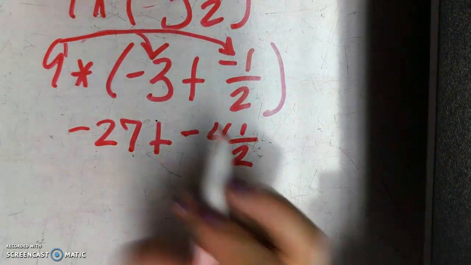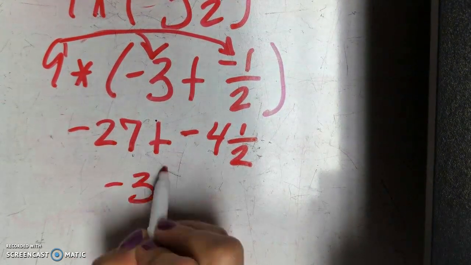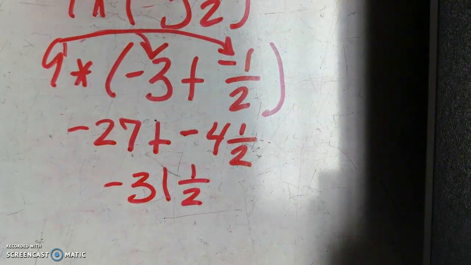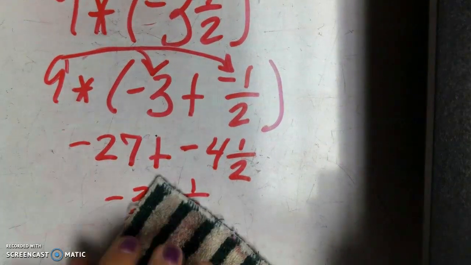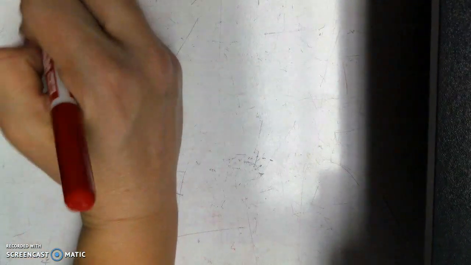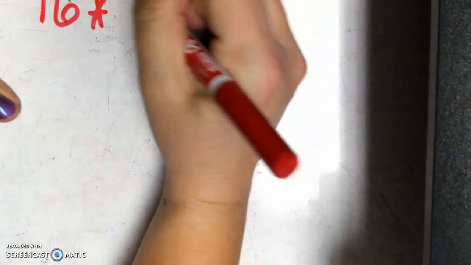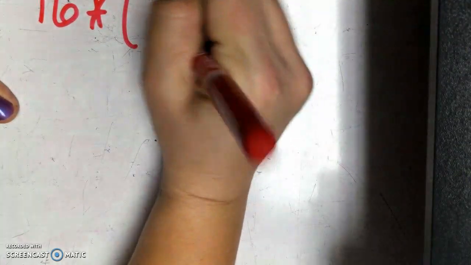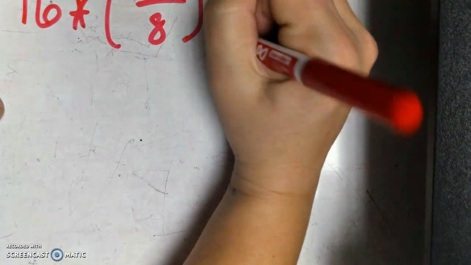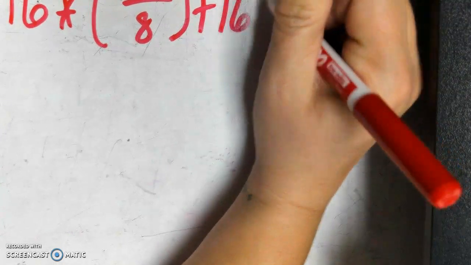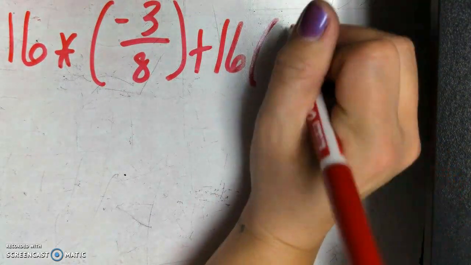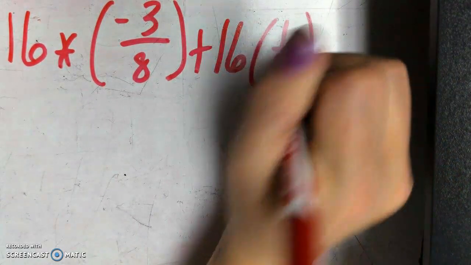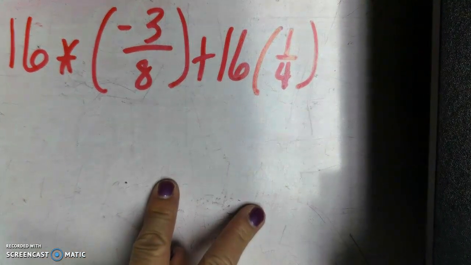Okay, and so then here, these added together is going to give me -31 1/2. All right. This one here is actually going the other way, so we want to be able to see it going both ways. 6 times -3/8 plus 16 times 1/4. Okay, so this is just backwards of the couple that we just did.